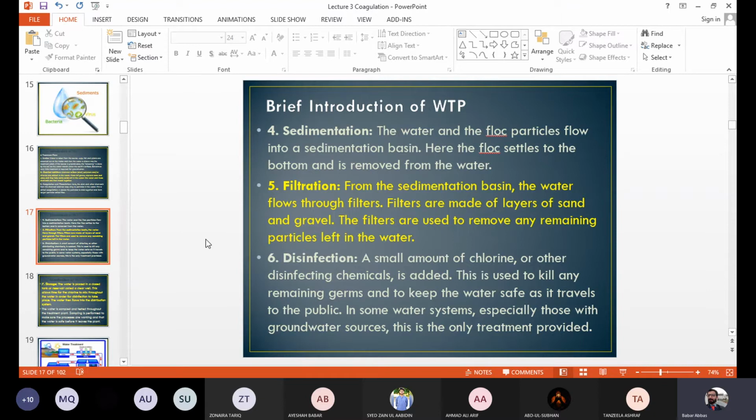In disinfection, a small amount of chlorine or other disinfecting chemicals is added. This is used to kill any remaining germs and to keep the water safe as it travels to the public. In some water systems, especially those with a groundwater source, this is the only treatment provided.